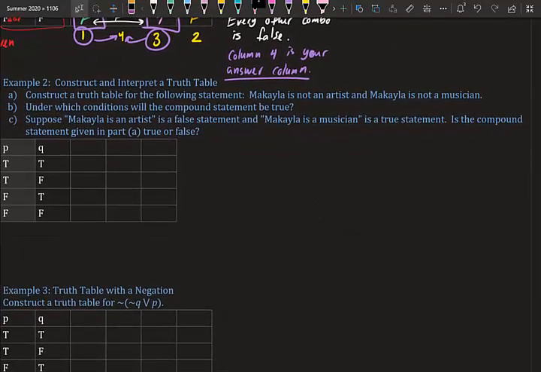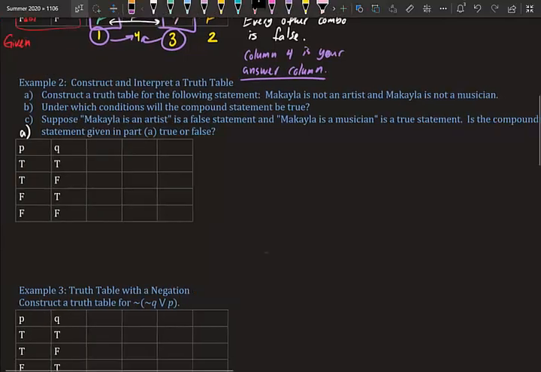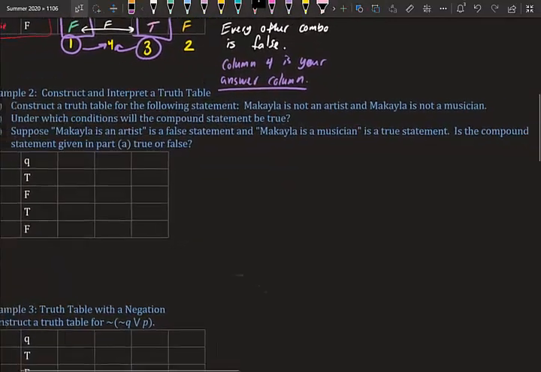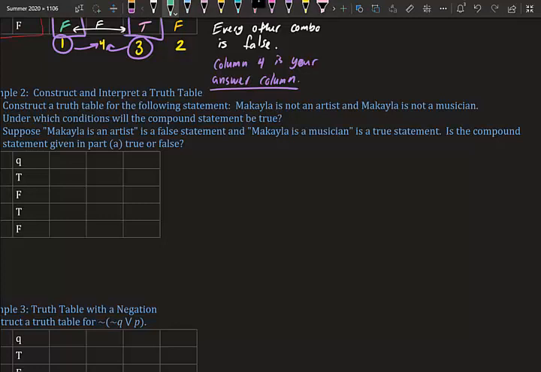Alrighty, so construct a truth table for the following statement. Michaela is not an artist and Michaela is not a musician. We'll figure out the rest later. So it's telling us to construct a truth table. So I have our truth table. P and Q will always be given. All right, so now our sentence is Michaela is not an artist. So we would say not P and Michaela is not a musician, so not Q. And we put the little squigglies because we're saying not in there.